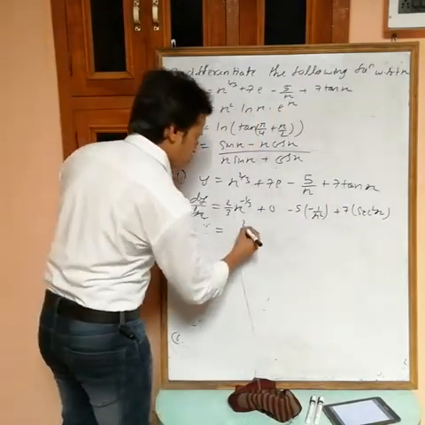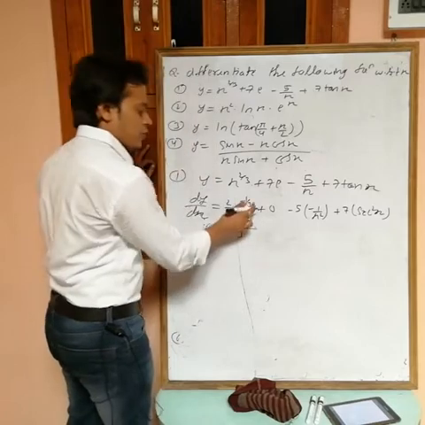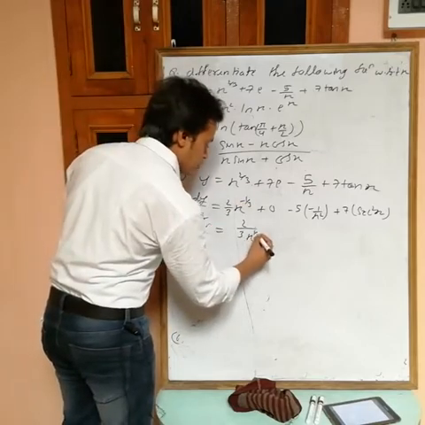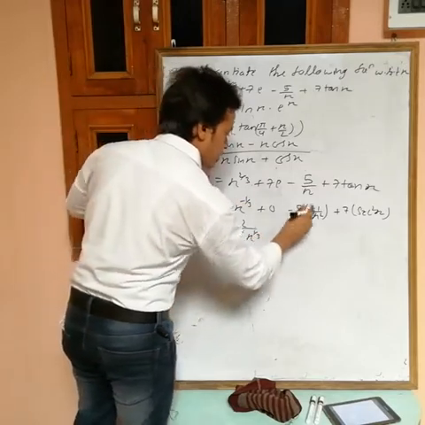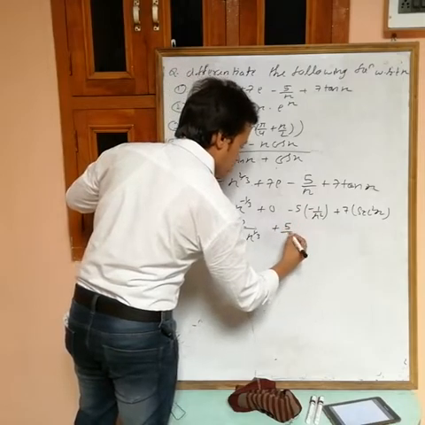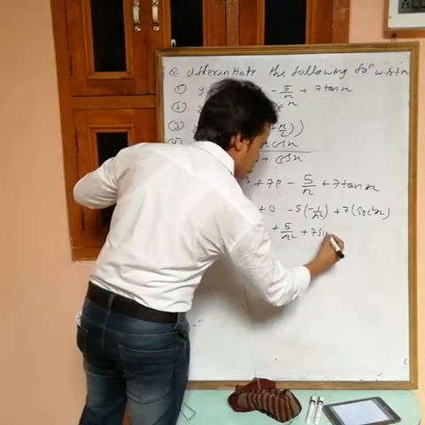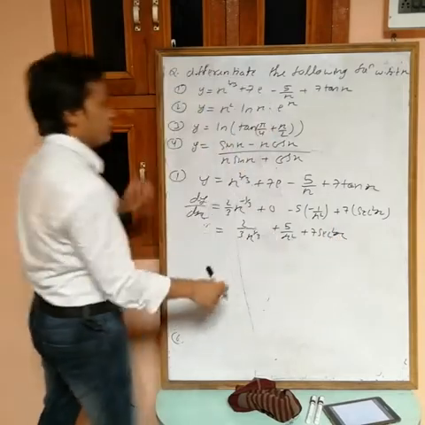We can simplify this one. 2 by 3, here x power negative, if you write in the denominator, this becomes positive, x power 1 by 3, and minus minus plus, that is 5 by x square, and plus 7 sec square x. Okay, so this is the differentiation of the first one.